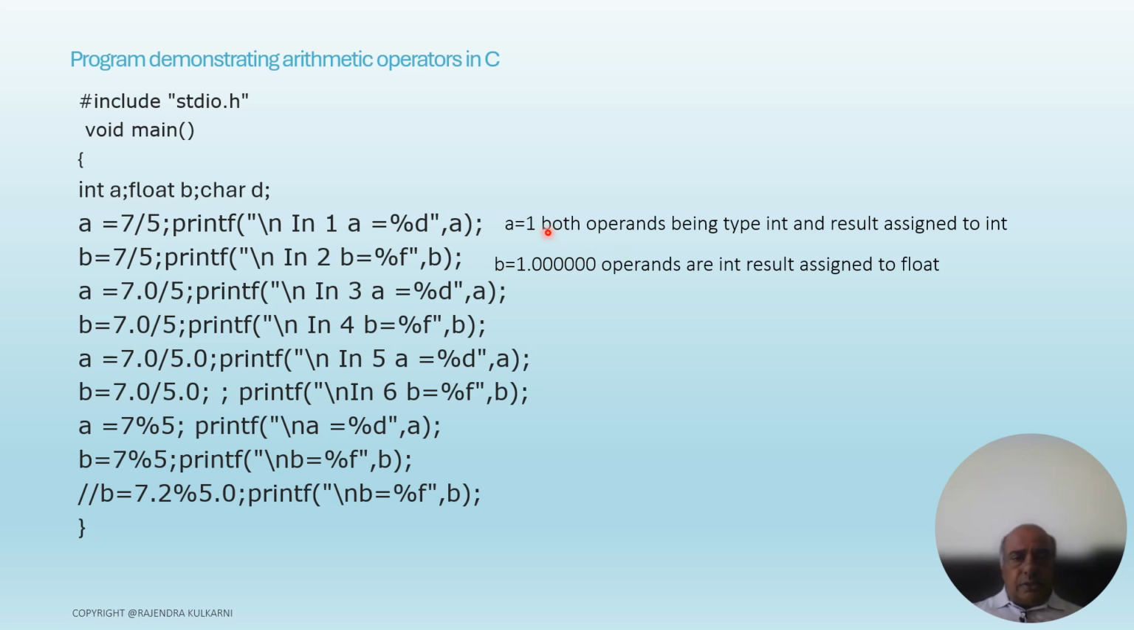Here we are getting in the first a is equal to 1, here we are getting b is equal to 1.000000. Now in this third statement, a is equal to 7.0 divided by 5. Here a is an int variable to which we are assigning a value which will be the result of an expression 7.0 divided by 5.